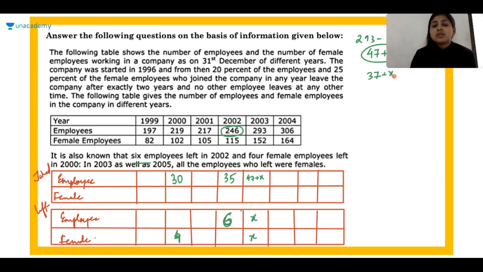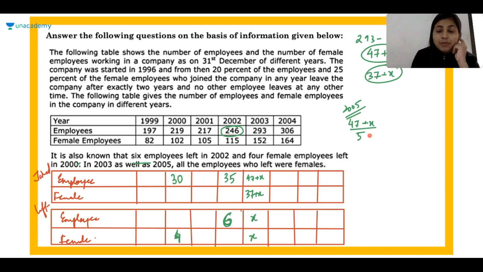37 plus X. So those are the female employees who joined in 2003. Now, if those are the employees who joined, how many will leave after 2 years? That is in 2005. In 2005, how many employees will leave? 20% of 47 plus X. That will be 1 by 5.